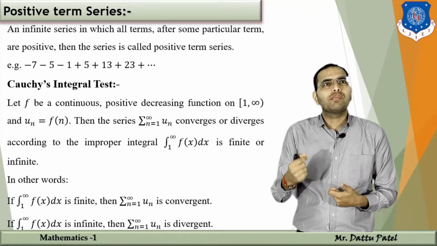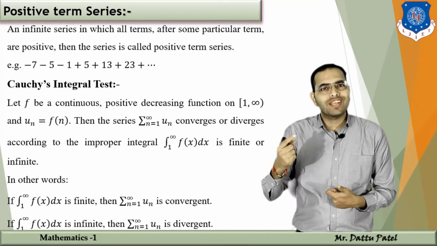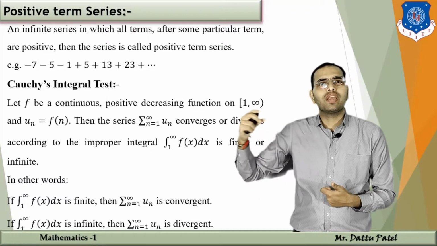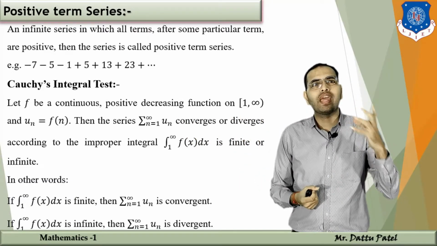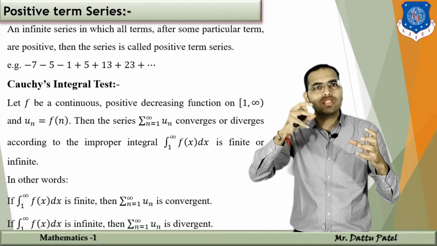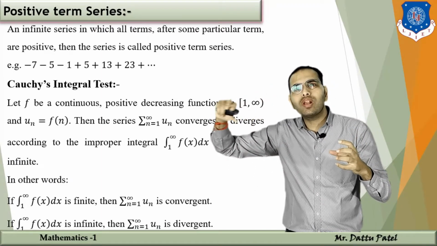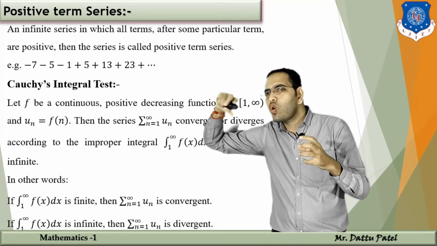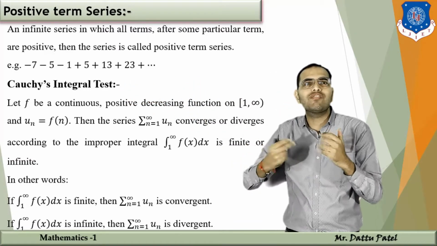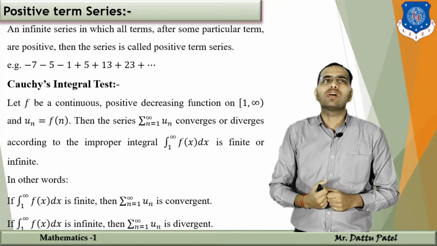Minus 7, minus 5, minus 1, plus 5, plus 13, plus 23 and so on. Means in this series the first three terms are negative. Then after some particular term, all the remaining terms, 1, 5, 13, 23 and so on, are positive. Means we can say that it is positive term series.